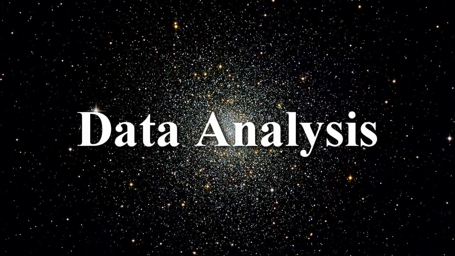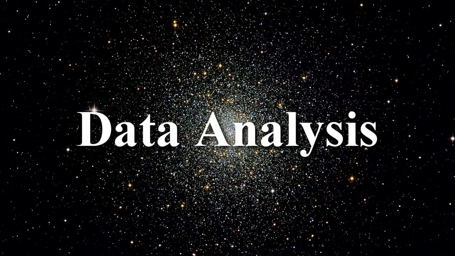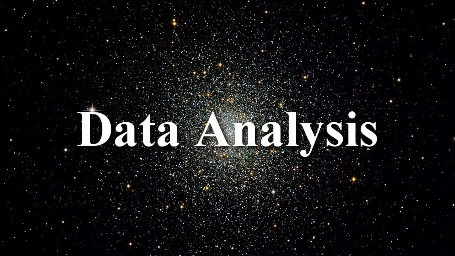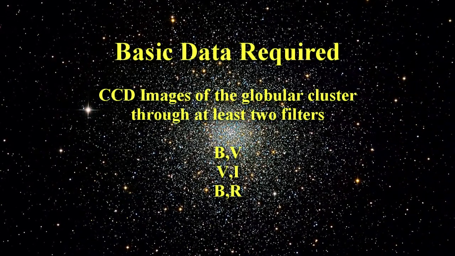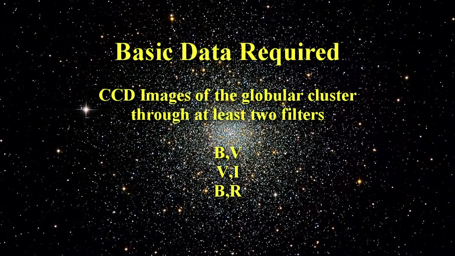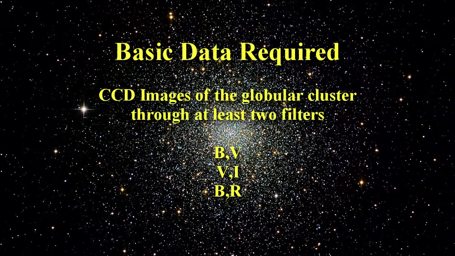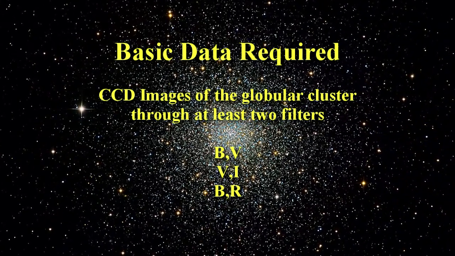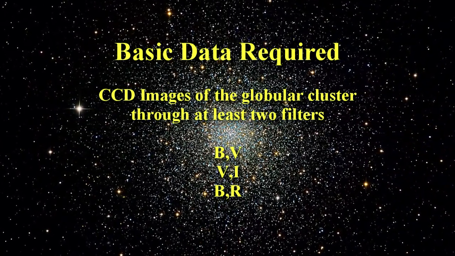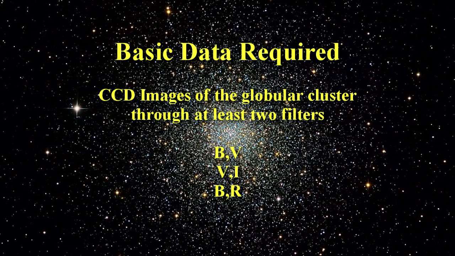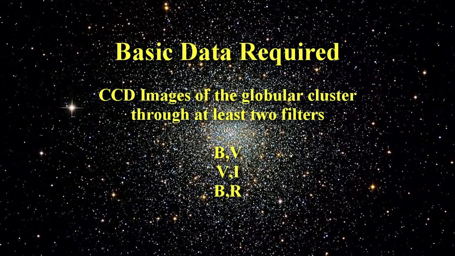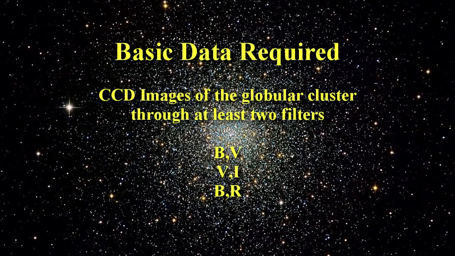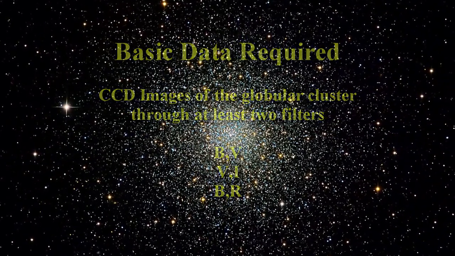Now that you are familiar with the basics of dating of globular clusters, we are ready to start our exercise. The basic data we need are CCD images of a globular cluster through at least two filters, for example B and V. These filters are widely but not exclusively used for the type of work we are describing here. Other combinations that are normally used are V and I filters, or B and R, or B and I filters.